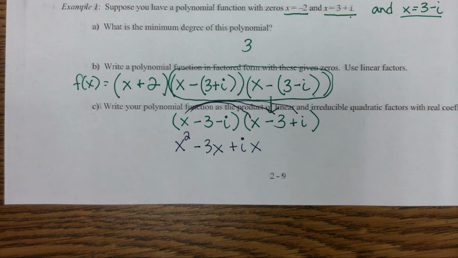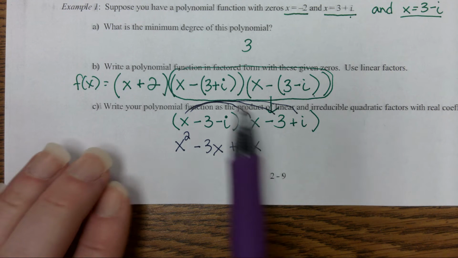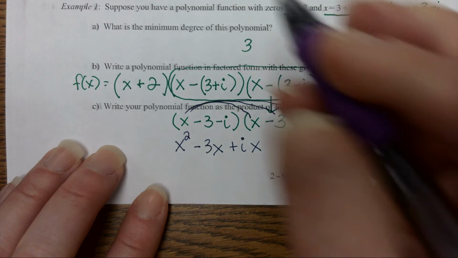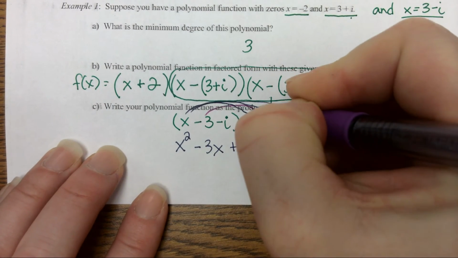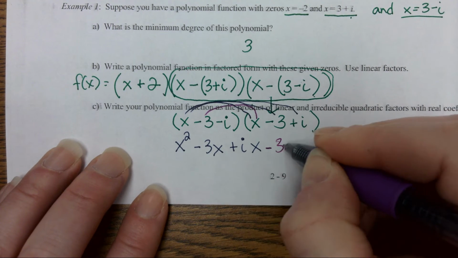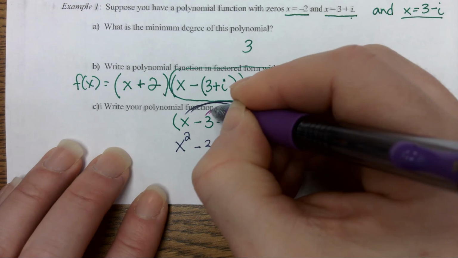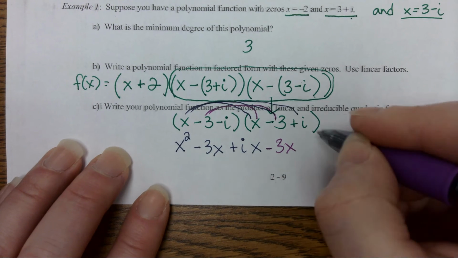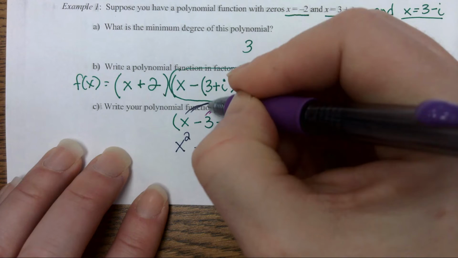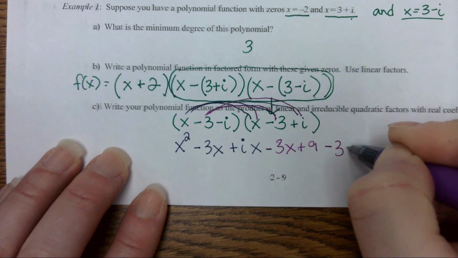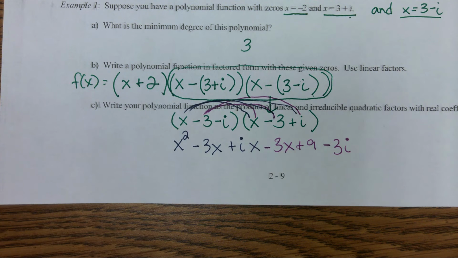All right, now I did the x, now I'm going to do negative 3 by everything in this second parentheses. So I have negative 3x. Negative 3 times negative 3 is positive 9. Negative 3 times i is negative 3i. I'm almost done, guys. We're almost there.